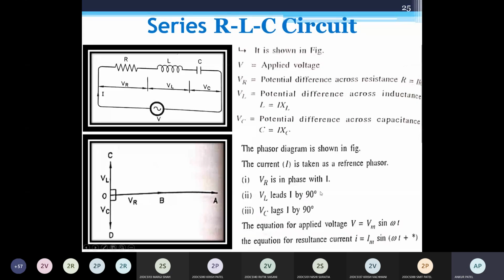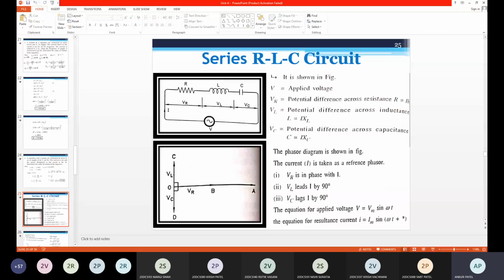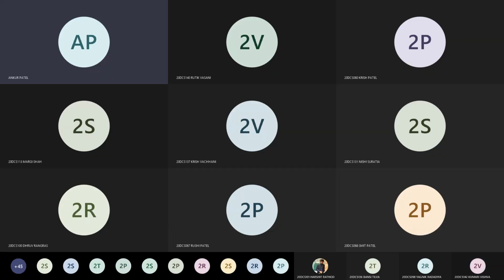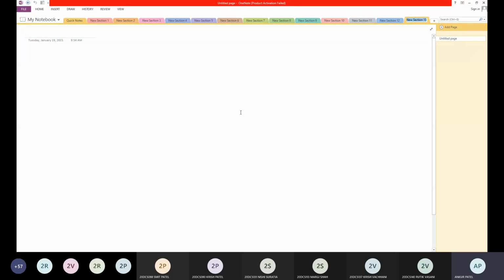So this is the phasor diagram. VR is in phase with I. VL leads I by 90. VC lags I by 90. So the equation we know is V equal to Vm sin omega t. Now this will vary according to the conditions. Here we have three conditions. I am sharing my screen. If we are analysing this RLC series circuit, then we get three conditions. Accordingly, you can write this equation. Is this white screen visible?